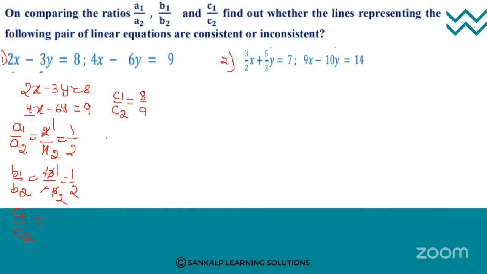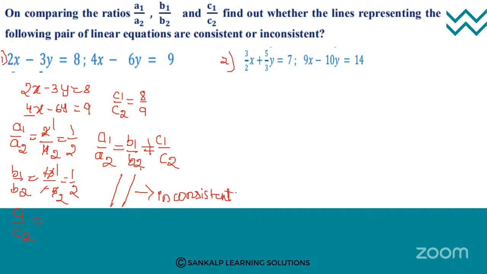Observe carefully. You are getting A1 divided by A2 is equal to B1 divided by B2, but it is not equal to C1 divided by C2. That means here the lines are parallel. When two lines are parallel, at that condition, A1 divided by A2 is equal to B1 divided by B2, but it is not equal to C1 divided by C2. When the lines are parallel, the equations are inconsistent.